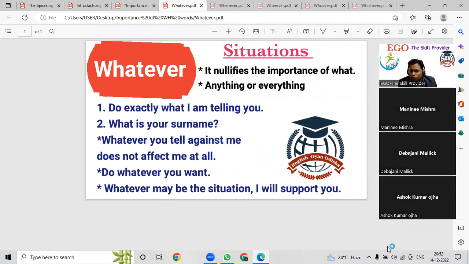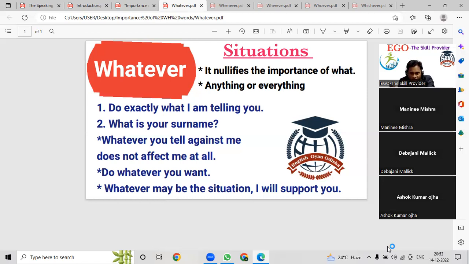Whatever may be the situation, whether the situation is bad, hard or difficult, whatever the circumstances, don't worry, I am with you. Whatever the situation, I will help you. In that kind of situation, how exactly are you going to express yourself in English? You have to use something called whatever. Whatever may be the situation, I'll be your last hope. Don't worry, you can count on me. Like that. So this is something called whatever.